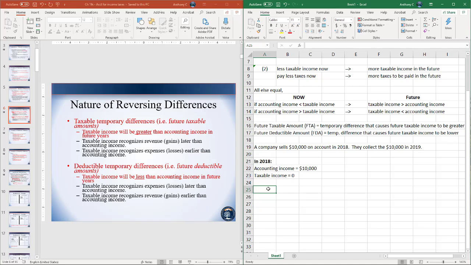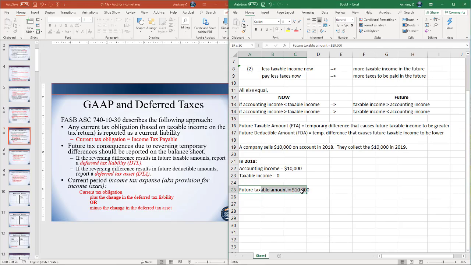So in 2018 then, we have a future taxable amount of $10,000, since this $10,000 would be taxed in 2019, which is causing taxable income to be greater than accounting income in 2019. Since we have a future taxable amount of $10,000, that means in the future we're going to have to pay tax on this $10,000. Since we're going to be obligated to pay the tax, we then need to record a liability. So this future taxable amount will lead to what is known as a deferred tax liability.